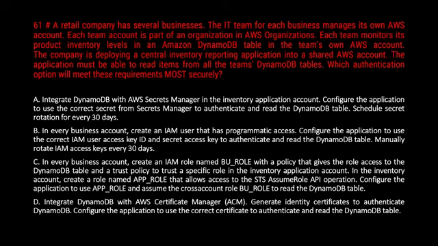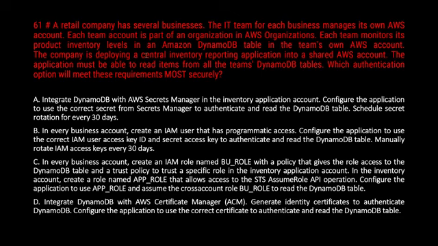A retail company has several businesses. The IT team for each business manages its own AWS account. Each team account is a part of an organization in AWS Organizations. Each team monitors its product inventory levels in an Amazon DynamoDB table in the team's own AWS account. The company is deploying a central inventory reporting application into a shared AWS account.